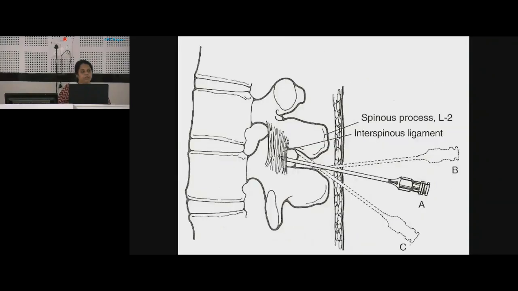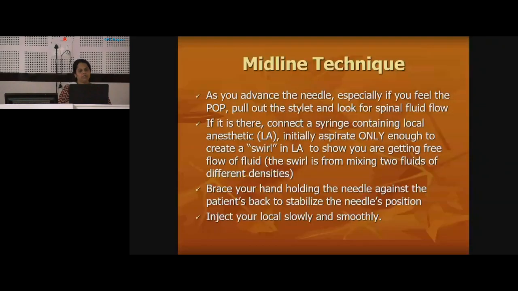So, here the needle is in the midline approach. You can see if we pass the needle in between the interspinous processes in a straight direction, it will go into the intrathecal space. But if you angulate it in an upward or downward direction, it may hit the spinous process. So this is the technique of a midline approach.